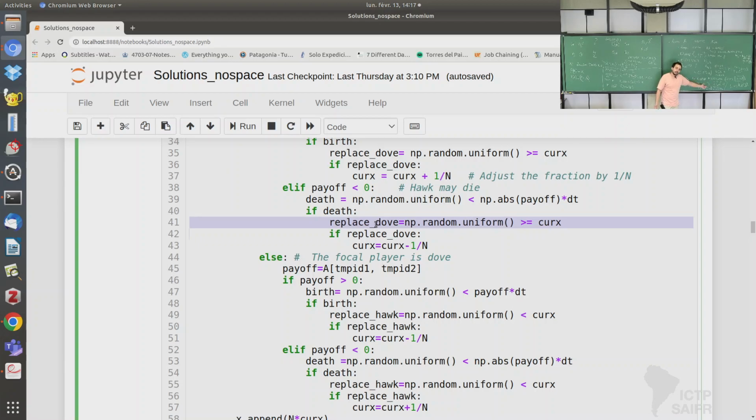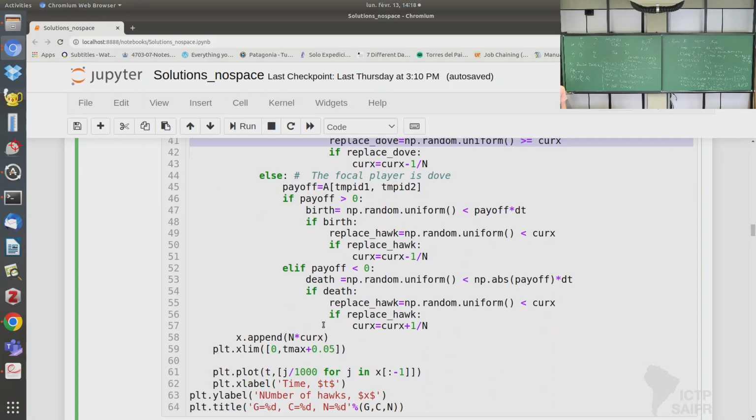If it's a birth, player 3 becomes player 1. If it's a death, player 1 becomes player 3. So death is the death of player 1. So it's just to substitute player 1 to continue the game? Yes. Okay.